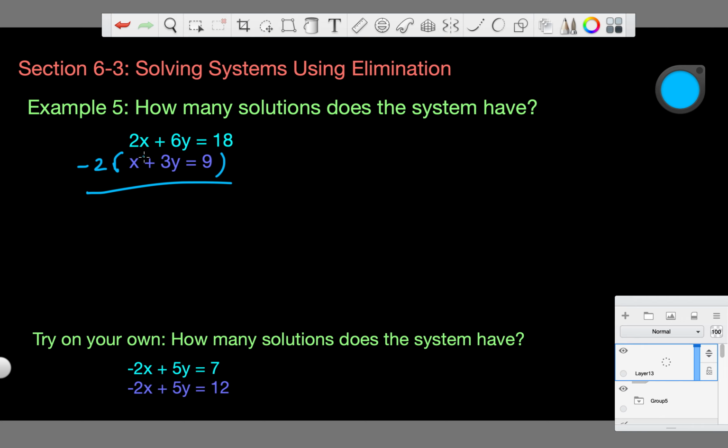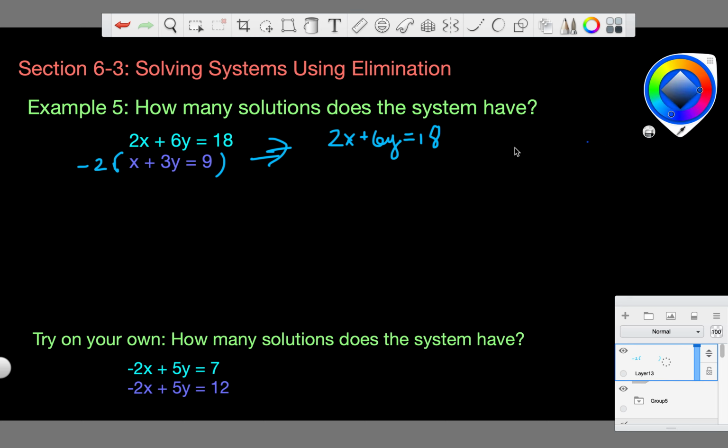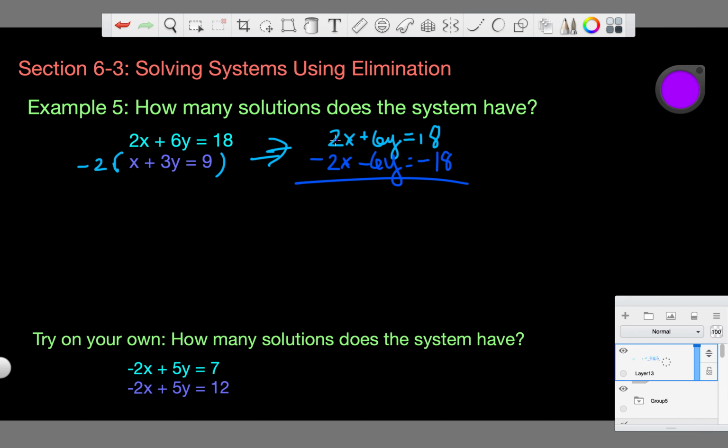So if we rewrite our system over here, we're going to have 2x plus 6y equals 18, and then negative 2x, and then negative 2 times 3y is going to be minus 6y equals negative 2 times negative 9 is negative 18. So if we add everything together, we get 2x minus 2x, which cancels, 6y minus 6y, which cancels, which means we have 0 on the left-hand side of our equation, equals 18 minus 18, which is 0.